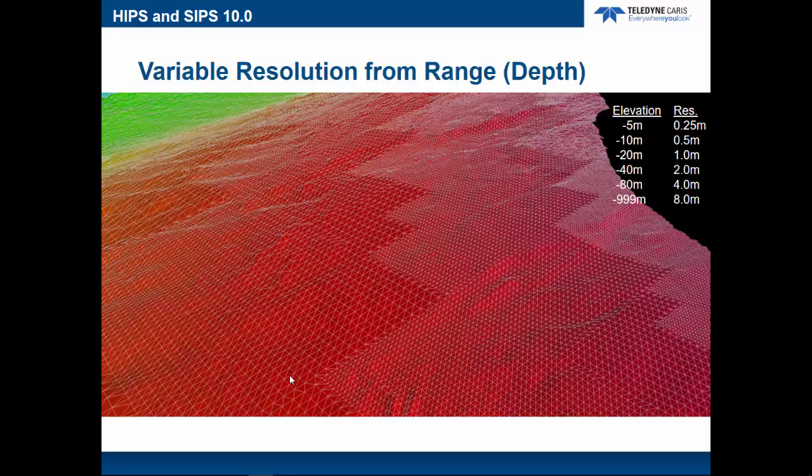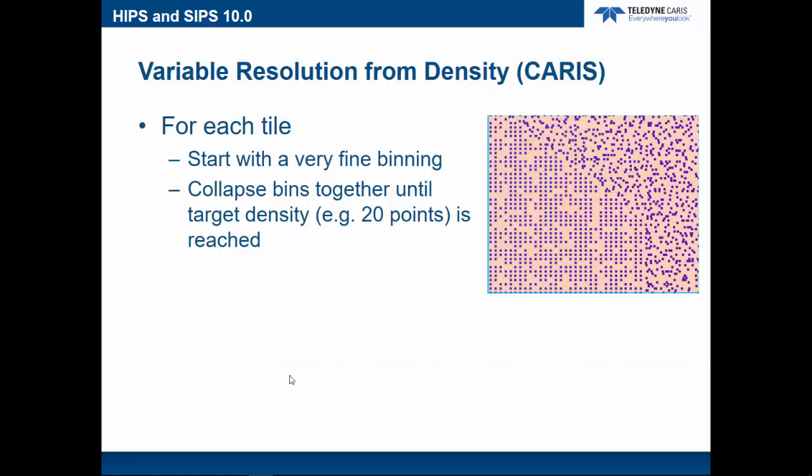So the next two methods aren't based on this a priori assumption about what the resolution of a given depth range should be. So the next two methods are instead purely based on point density, and you identify a target density for the grid nodes within each tile. By default, it's 20 points, so you average 20 points per node within a given tile.